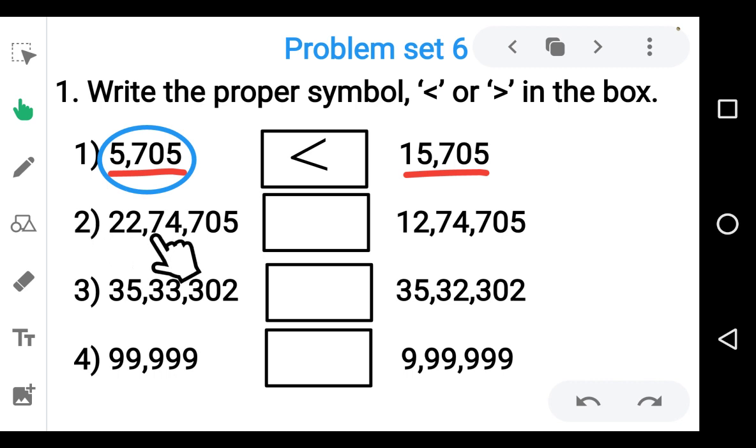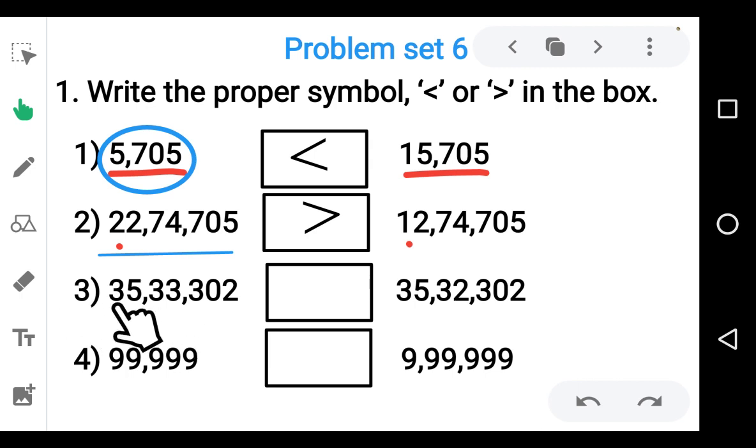Now see the next. These both are 7-digit numbers. So we compare the places. See here, we read it as 22,74,705 and this is 12,74,705. So here is 2 in the 10 lakh place and here is 1. So this number is the bigger number. So here we use the sign bigger than. We read it as 22,74,705 bigger than 12,74,705.